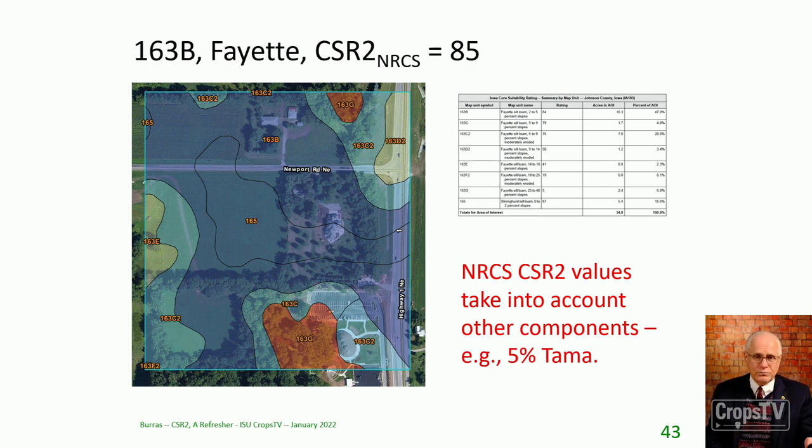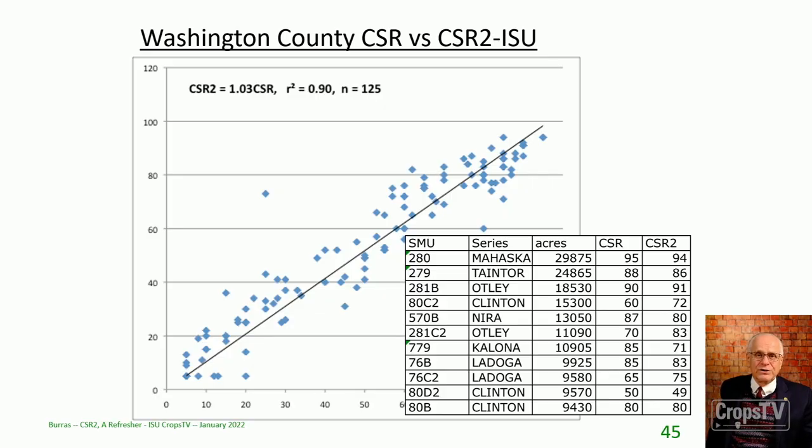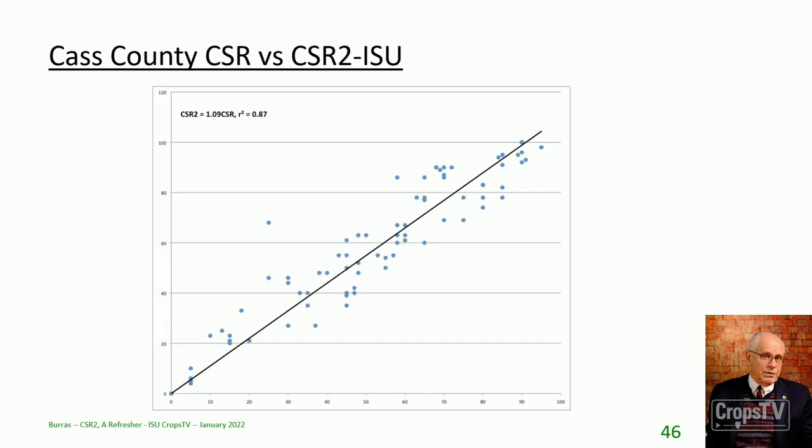It's a weighted average. So how does CSR2 compare to CSR? This is from Washington County in eastern Iowa. On average, they're 90% the same. There's a little bit of variability, and one real outlier. But overall, for those 125 different soil map units in Washington County, when I updated it, they came out very similar. For something like the Mahaska soil, the original CSR was 95, and the CSR2 is 94. I tried to show some that worked well and some that didn't work as well here, but these are just examples of some of the main soils of Washington County. It worked really well, though. For Cass County, it works really well as well.